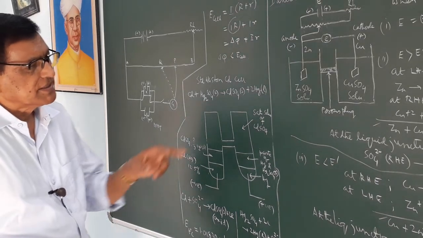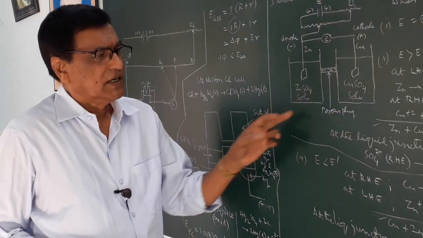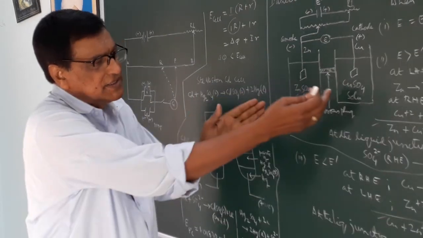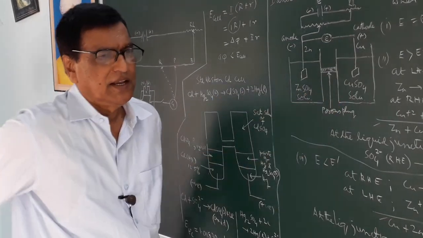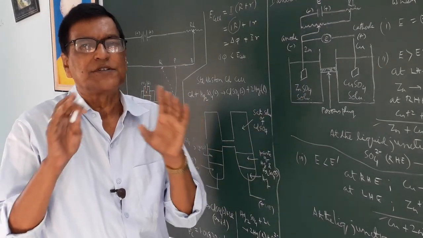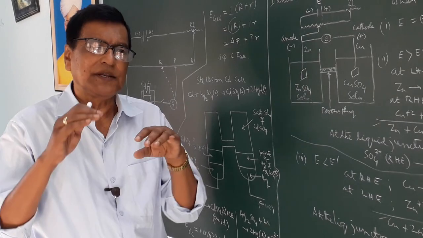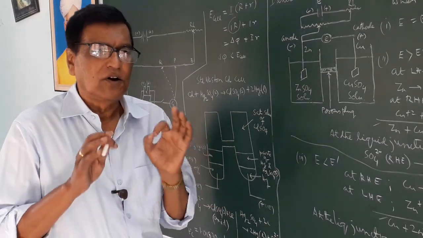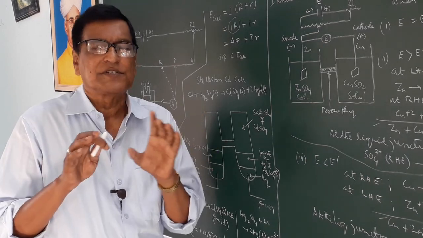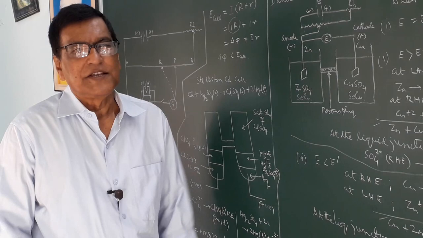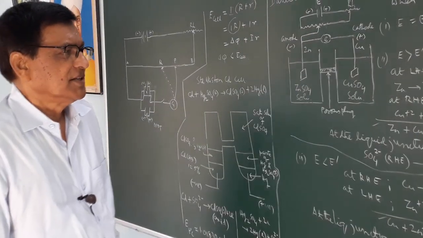Besides, whenever this cell is operating, electricity is drawn. Whenever a finite amount of electricity is drawn from this cell, it no longer remains a reversible cell; it becomes irreversible. And you know, all the thermodynamic principles can be applied only in the case of reversible cells.